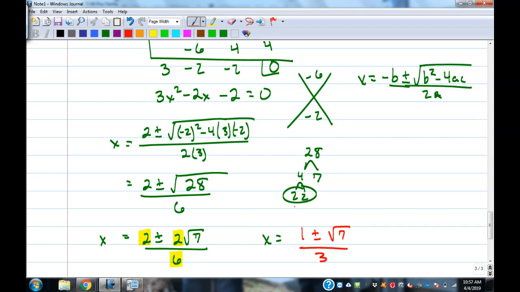Is that a rational zero? No. The square root of 7 makes it irrational. Okay? On our graph, this is not a number that's in our P over Q list, right? Obviously, it's got the square root of 7 in it. None of that had that, right? But those are zeros to the polynomial.